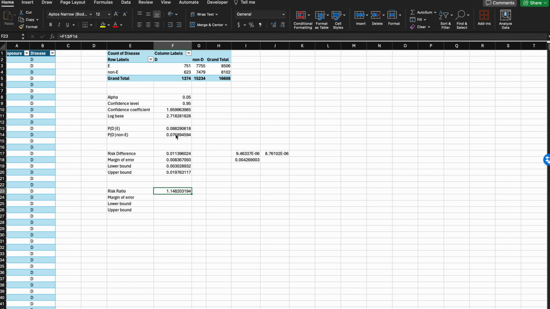1.148 minus 1 leaves us with 0.148. We'll multiply that by 100% to leave us with 14.8%. So we would conclude that the risk of disease is 14.8% higher comparing those that were exposed to those that were not exposed. If the value was less than 1, we would subtract it from 1. So 1 minus that value. Whatever remains, we'll multiply that by 100%, and then we would say there is such and such a percentage decrease in the risk of disease comparing the exposed to the not exposed. In this instance, we have a value that is more than 1 and we subtract 1 from it. Multiplying that by 100% leaves us with 14.8%.